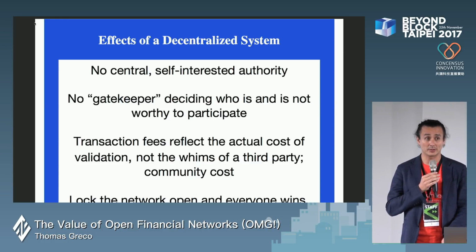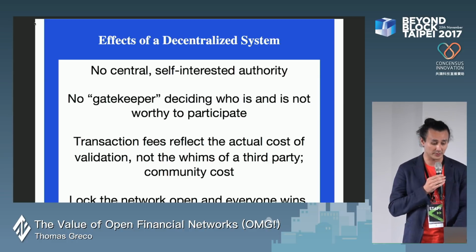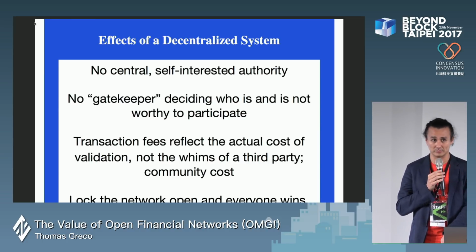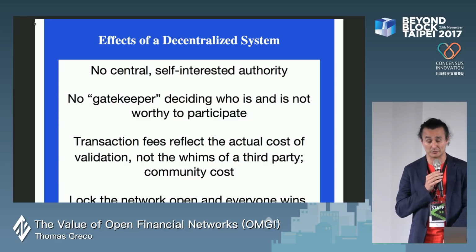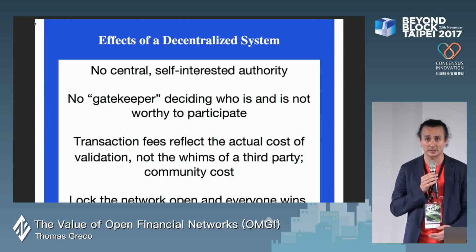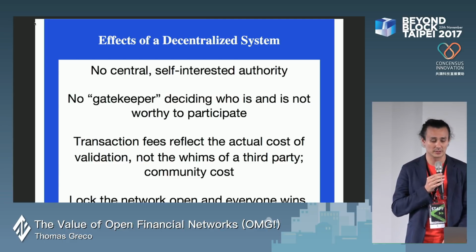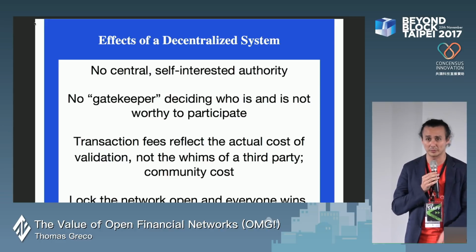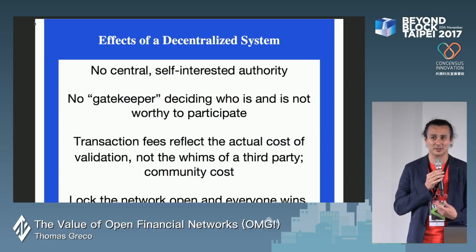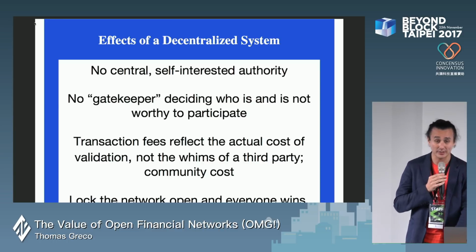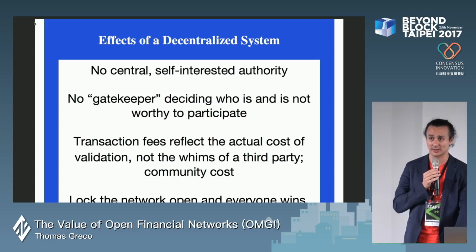What this does is it allows us to run a network that has no central self-interested authority. Because it is a permissionless system, there is no gatekeeper. The transaction fees are much, much lower than Visa, MasterCard, like a fraction of it, because there is no cost of insurance that is necessary, and there is no cost of rent being paid to our oligopolistic overlords. The transaction costs reflect the cost of validation. Essentially, it is the cost of operation that is paid to the community, and people who run these things have to eat too, and capital has to earn money, so there is some cost. That's reality. Lock the network open, and everyone wins. Cory Doctorow, actually, lock the network open. Thank you, Cory.